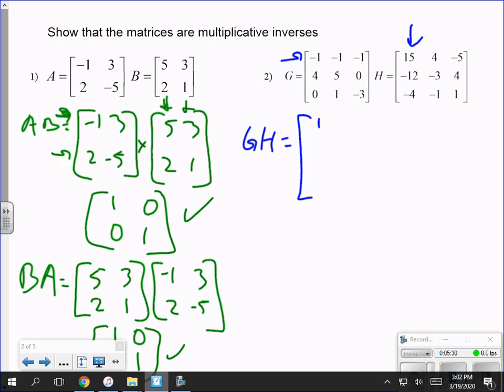And then I do the same thing. Then I take this one times this one. So I do 4, 5, and 0 times those. So I do 4 times 15 and 5 times 12. Well, 4 times 15 is 60. 5 times 12 is 60. So I get negative there, and then 0 times that, I get 0.